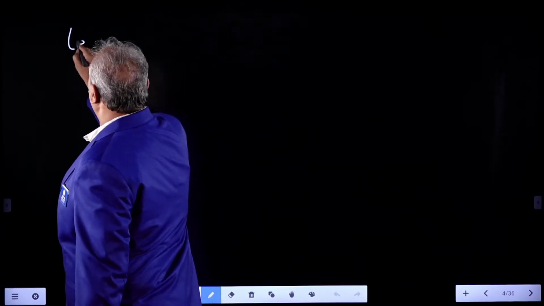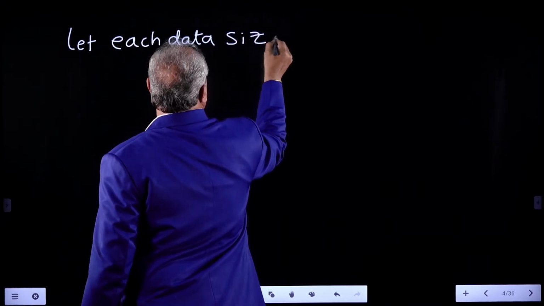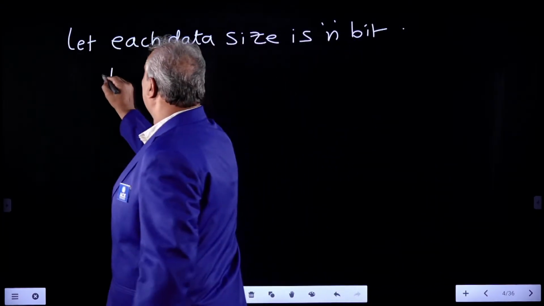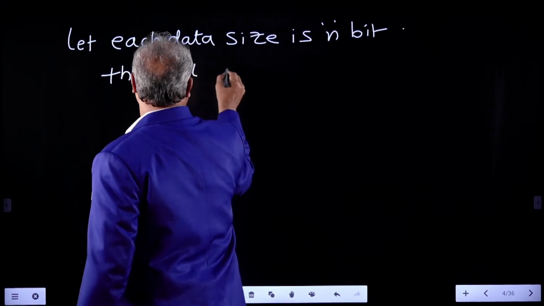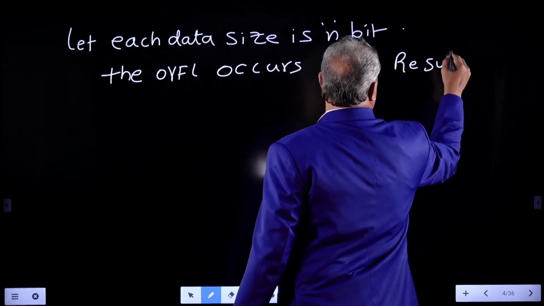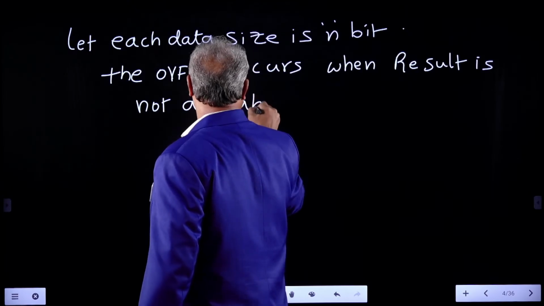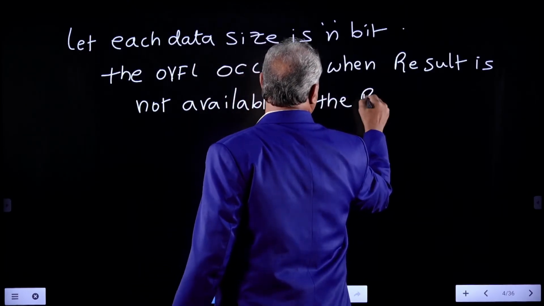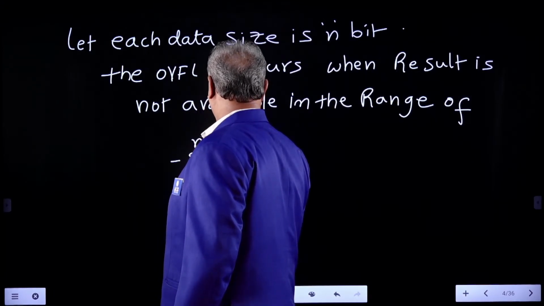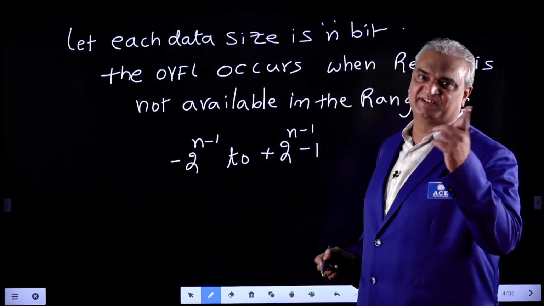Look here. Let each data size be n bit. The overflow occurs when the result is not available in the range of -2 power n minus 1 to plus 2 power n minus 1, whole minus 1. What is n? The size of each data. Let n be equal to 8.